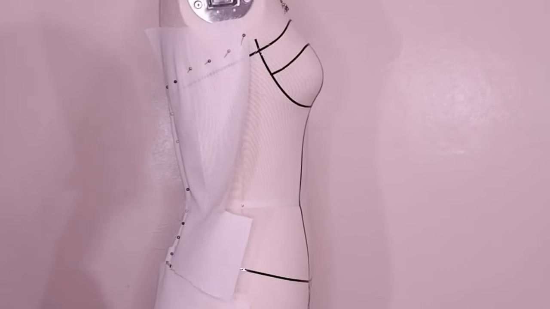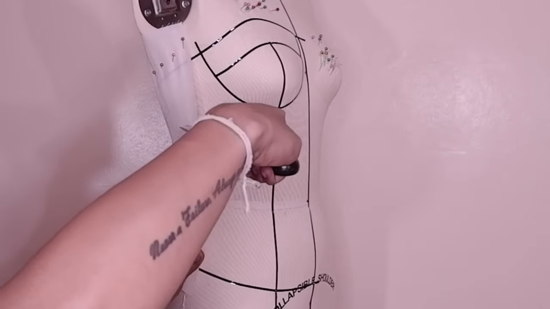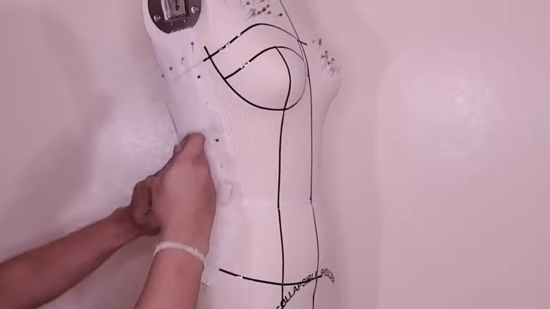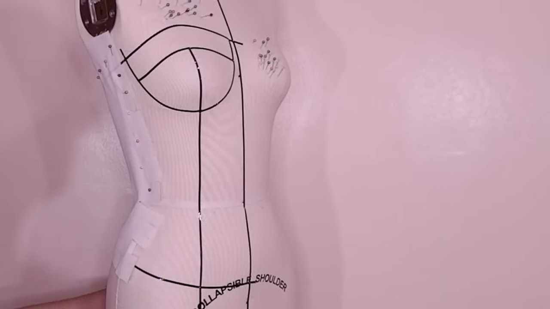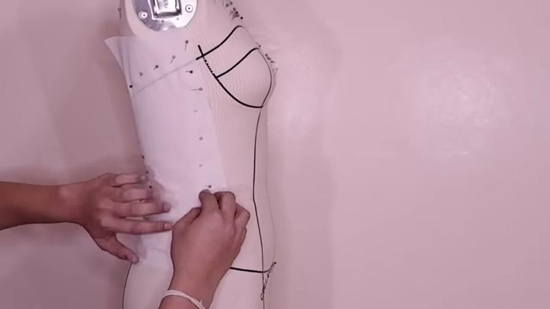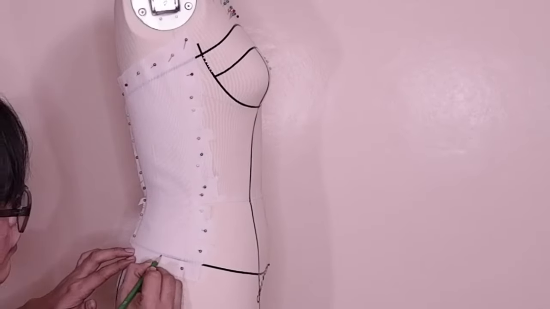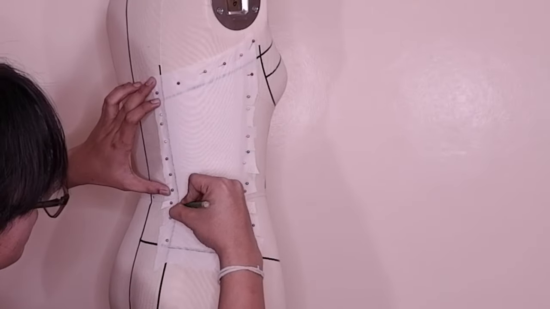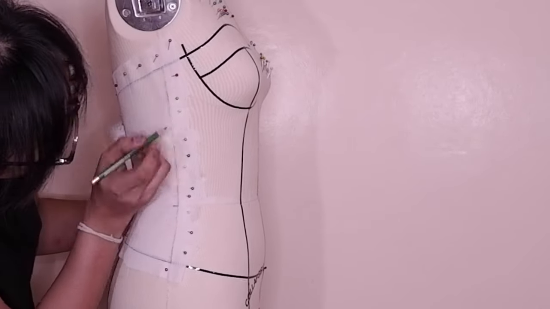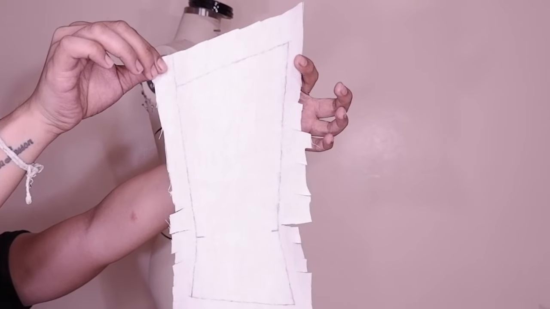On the side seam, expect that you will snip a lot in this area, especially on the waist area, because this area is very curvy and there's a lot of tension here. So now I'm pinning the fabric in place. And once I am satisfied with the ease and placement, I will cut the excess and start tracing the pattern. And this is the backside panel pattern.